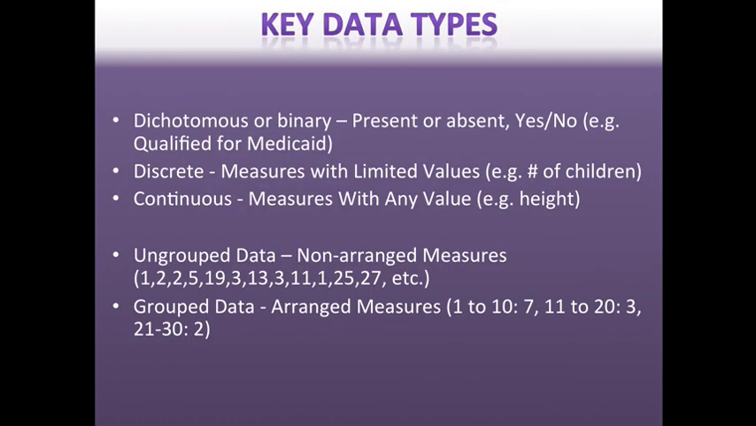So I'm going to start off by just talking about some different types of data that you will see in these studies. And the first is the terms for dichotomous or binary data, which is really present or absent, yes or no, either or type things. So example, that would be, are you qualified for Medicaid? Yes or no, right? Then you have discrete data. Discrete data is data where there's a limited number of values. So you can have a certain number of children. Like, it doesn't make sense to say I have 3.5 children. Like that, it doesn't make sense in this context. You have 1, 2, 3, or 4 children, right?